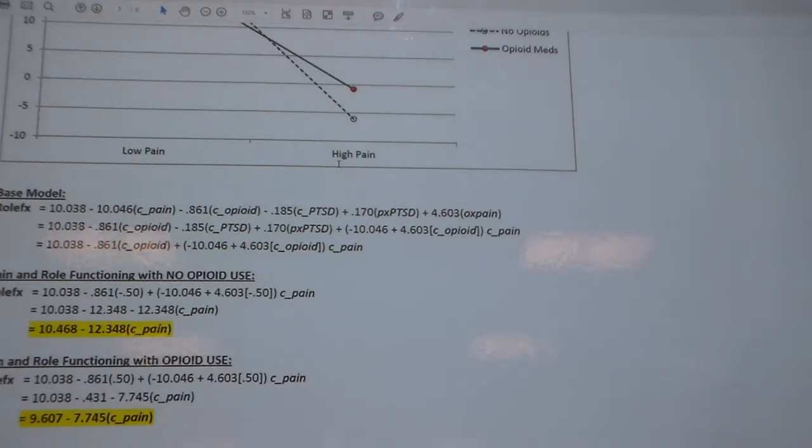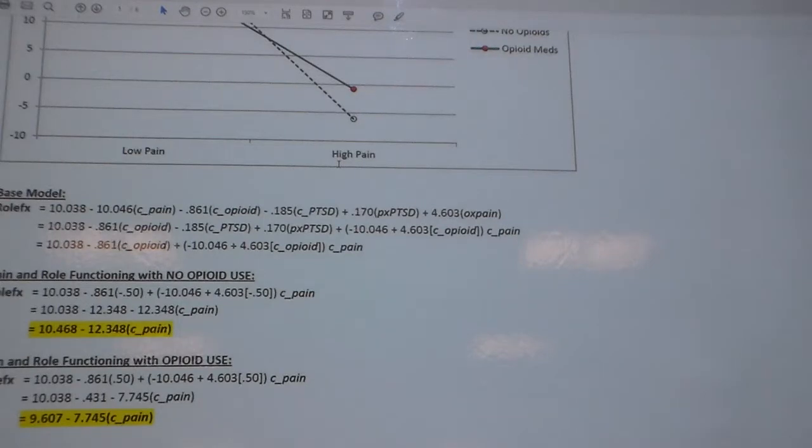Pain and PTSD, it's got pain in there, but I'm going to plug in 0 for PTSD, and that's going to go away. So I can pull this down. And so what I'm left with is pain, my coefficient for pain here, and opiate use times pain. I'm going to factor this out. So I'm going to bring 10.046 here, 4.603 times opiate use.